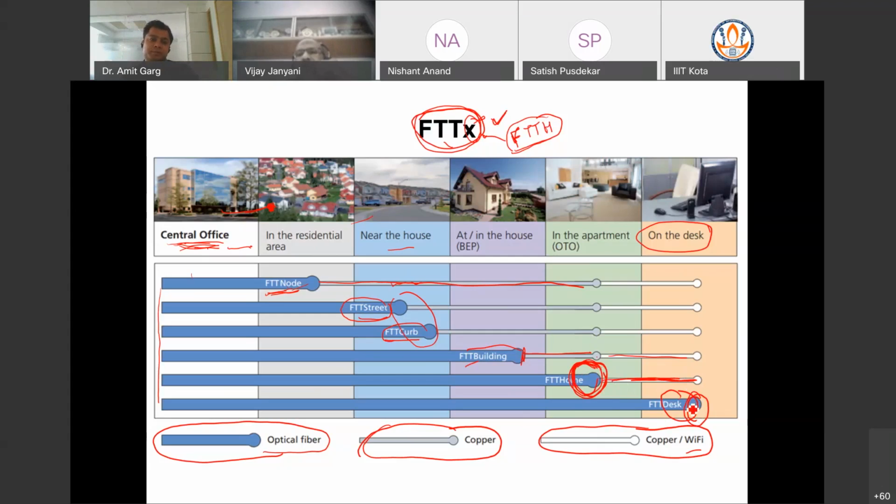Fiber to the desk, I think it will take some time, right? You can just plug the fiber into your device. Devices are also not that compatible right now, but this is giving us sufficiently good speed.